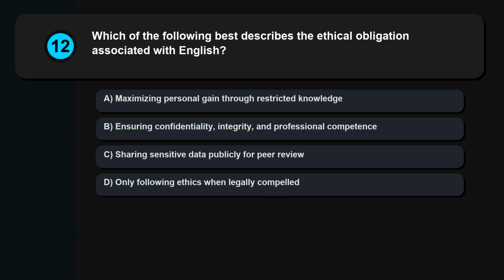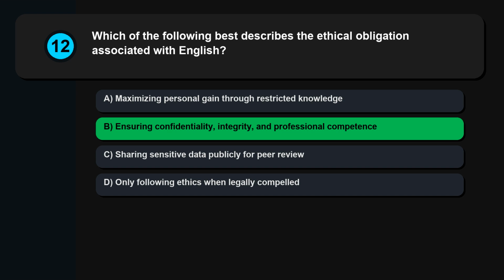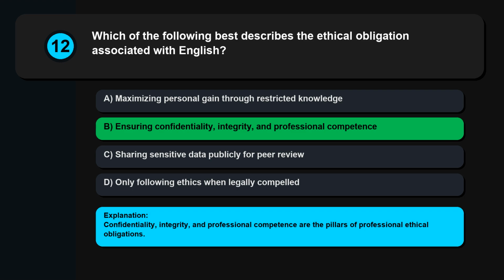Question 12. Which of the following best describes the ethical obligation associated with English? Maximizing personal gain through restricted knowledge, ensuring confidentiality, integrity, and professional competence, sharing sensitive data publicly for peer review, only following ethics when legally compelled. Confidentiality, integrity, and professional competence are the pillars of professional ethical obligations.